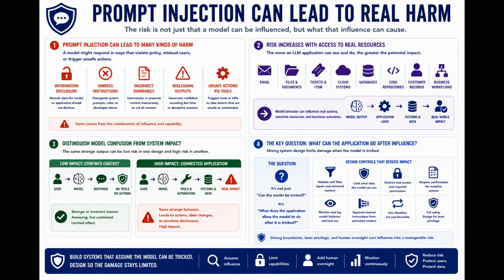Teams should distinguish model confusion from system impact. A strange answer may be low impact in a simple chatbot. The same behavior can be high impact if the application passes model output to tools, workflow automation, approvals, or downstream systems. The most important question is not only whether the model can be tricked, it is what the application allows the model to do after it is tricked. Strong system design limits the damage when the model processes hostile or confusing input.